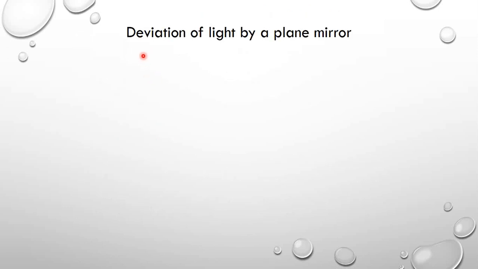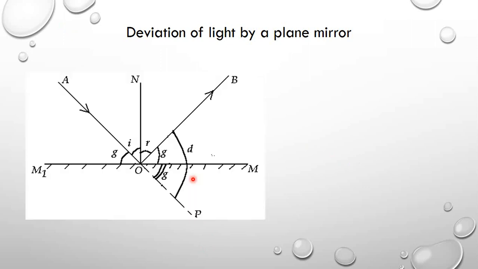Lastly, let's look at deviation of light by a plane mirror. When you talk of deviation, it is simply moving away from the original direction. If you are moving in this direction, and then you move away from the direction, you changed the direction, that is a deviation. So let us look at this deviation in a plane mirror.